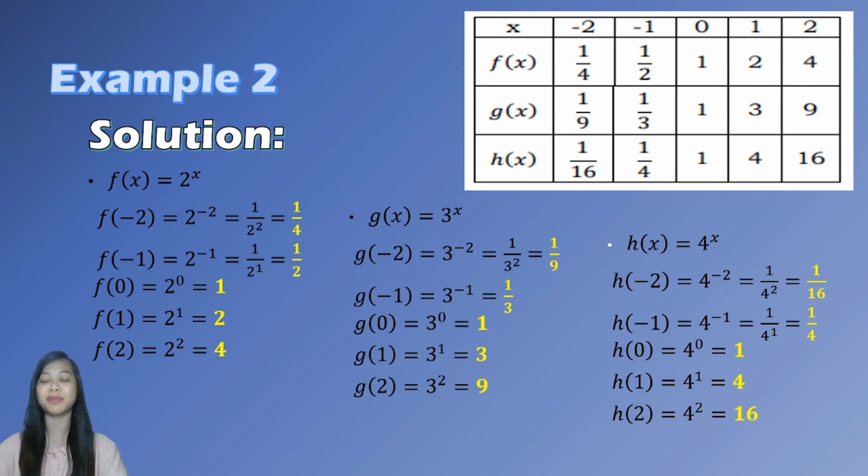So here is the table of values. We have the domain, set of real numbers, so from negative 2 to positive 2. And the range for our f of x, we have 1/4 for negative 2, 1/2 for negative 1, 1 for 0, 2 for 1, and 4 for 2. And for the g of x, we have 1 over 9, 1/3, 1, 3, and 9. And for h of x, we have 1 over 16, 1/4, 1, 4, and 16.